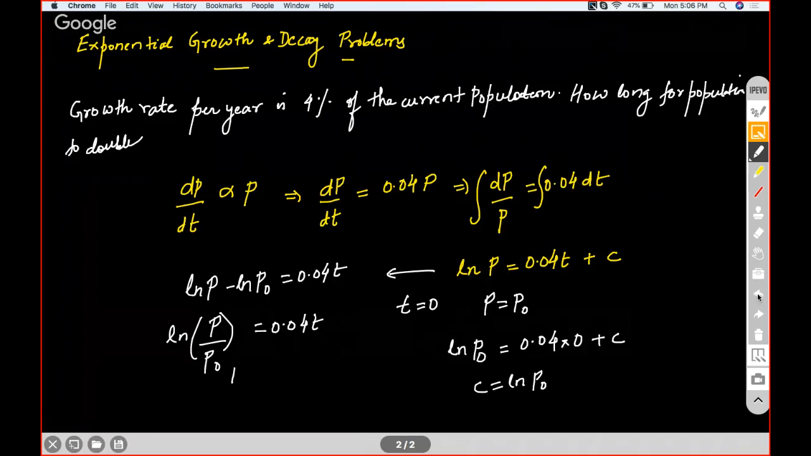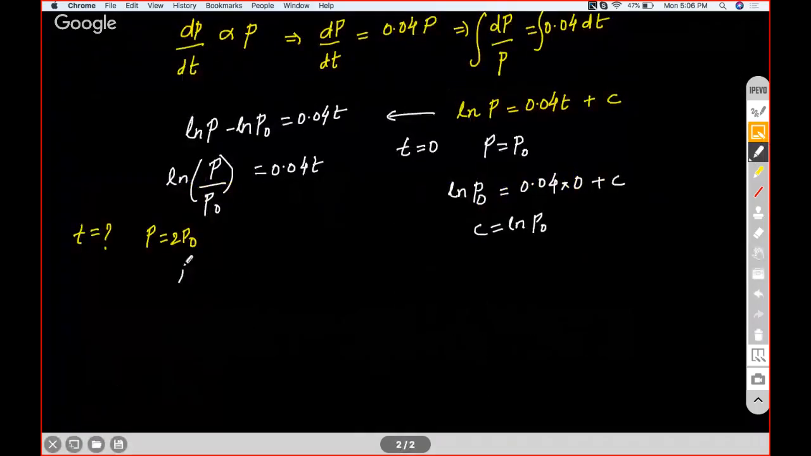And now the question wants us to find out the duration in which the population is going to double itself. That means I want the t at which P is equal to 2 times P naught. So this is going to be 2 times P naught. So won't it be ln 2 is equal to 0.04 t? So t is going to be 25 times ln 2. Can you use your calculator to tell the answer for this? 17.3. 17.33 is correct.